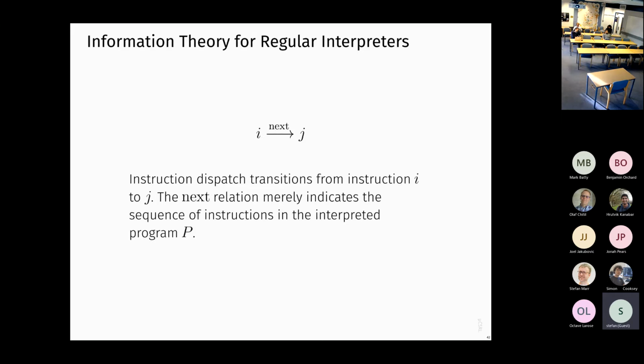So the first one is an information theory idea for regular interpreters. If you think about what an interpreter does, it only has instruction dispatch. So it has this idea of a next relation, and it only tells us to go from instruction I to instruction J. So the only thing that this relation encodes is just the sequence of instructions in the interpreted program, not the static ones, but the dynamic ones. It goes from I to J, from one instruction to the next.